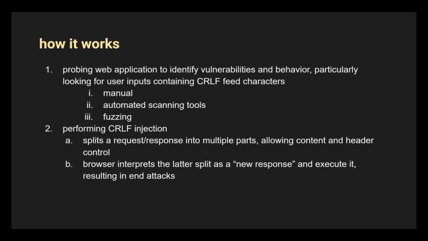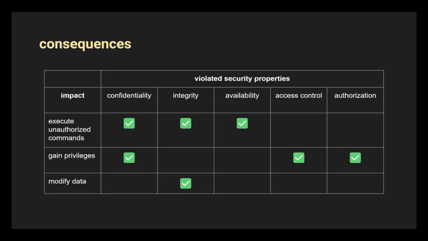So the second step is performing CRLF injection. CRLF injection is subsequently performed following the identification of vulnerable points for user input. Doing this eventually influences the behavior of front-end clients or systems. So in a CRLF injection, it splits a request response into multiple parts, allowing for content and header control. The browser interprets the latter split as a new response and executes it, resulting in end attacks.